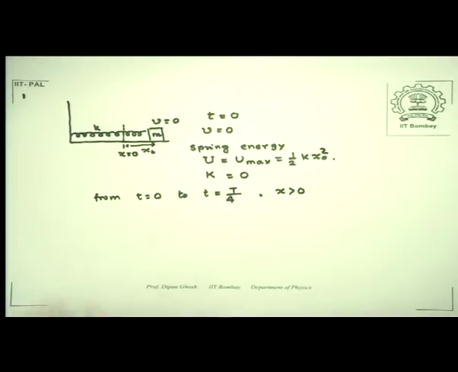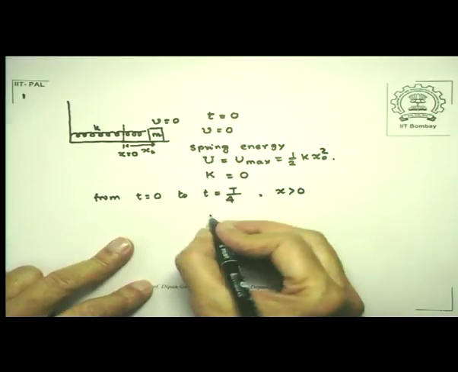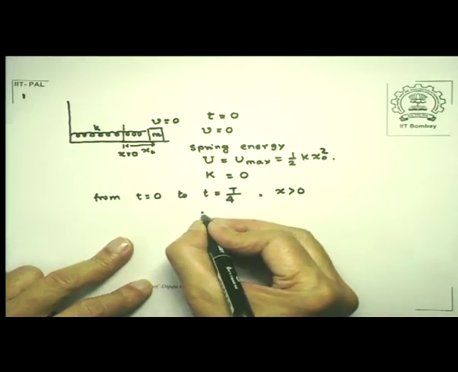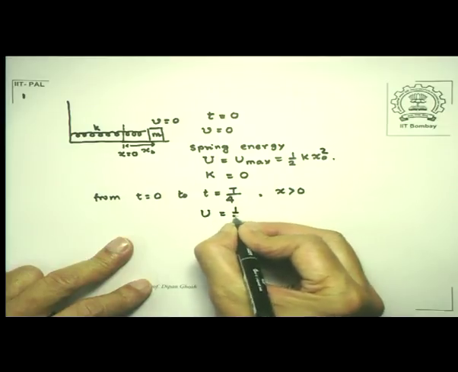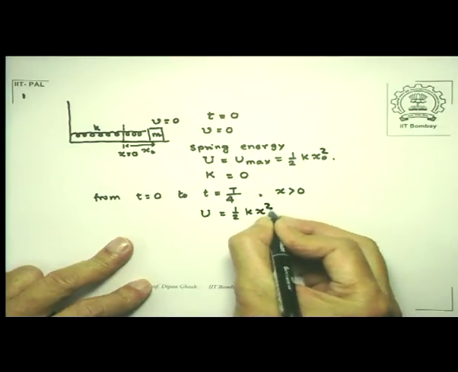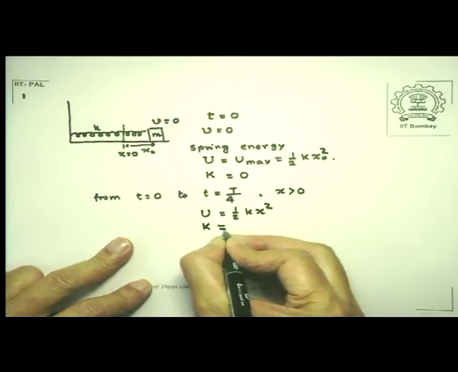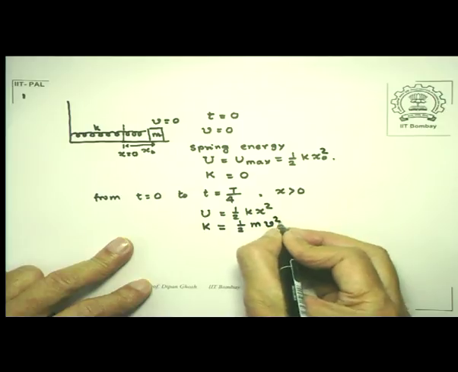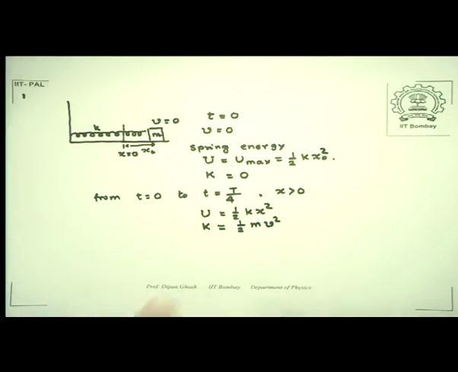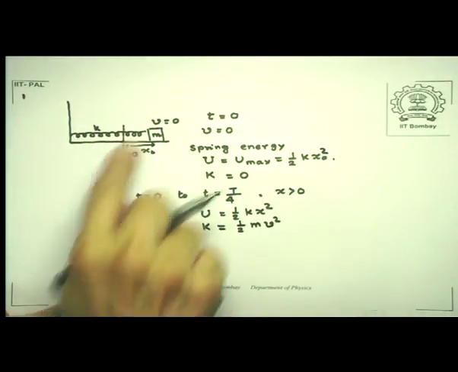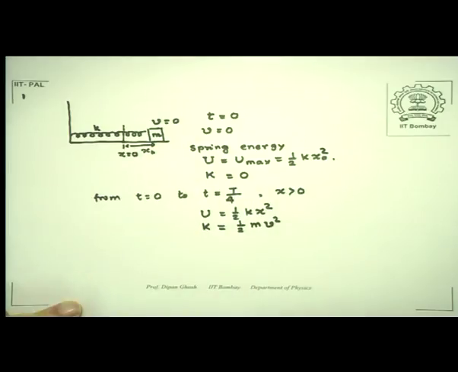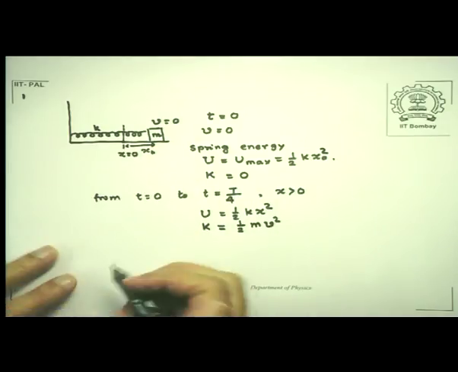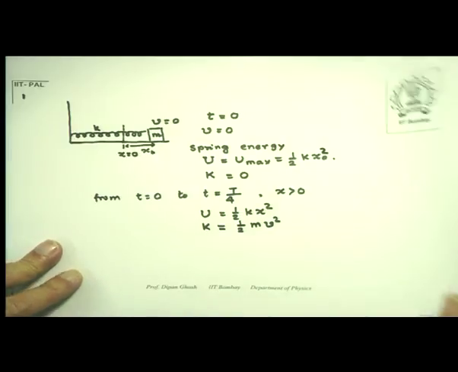So what happens in that situation is that I have a spring energy U which is equal to half k x square, but this time the kinetic energy is not equal to 0, but it is half m v square, where v is the instantaneous velocity between these two limits. So now this mass ultimately reaches the equilibrium position. Now what happens at the equilibrium position is the following.